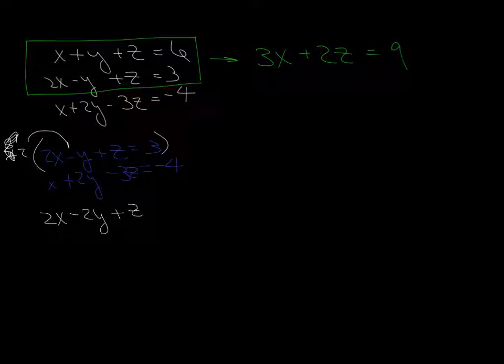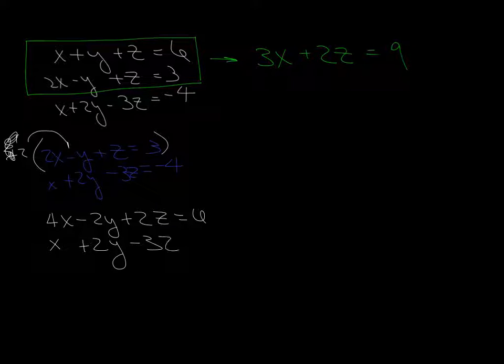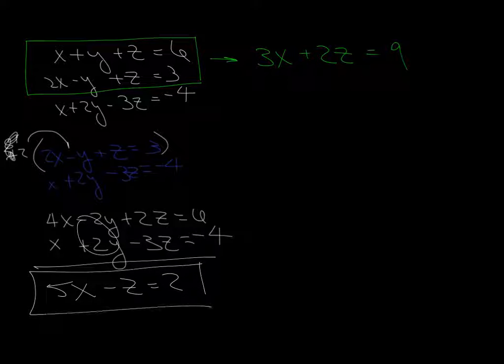Alright, let's try this again. We're going to get 4x minus 2y plus 2z equals 6. In the bottom, we didn't do anything. But see what happened? My y's are going to cancel here when I add them. And those go away. Okay, so now I have an x and a z there, and I have an x and a z there. So let's put this 5x minus z up here.